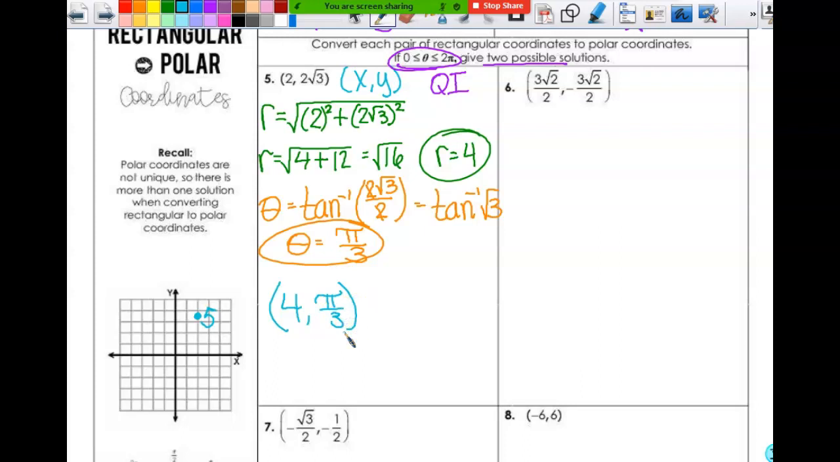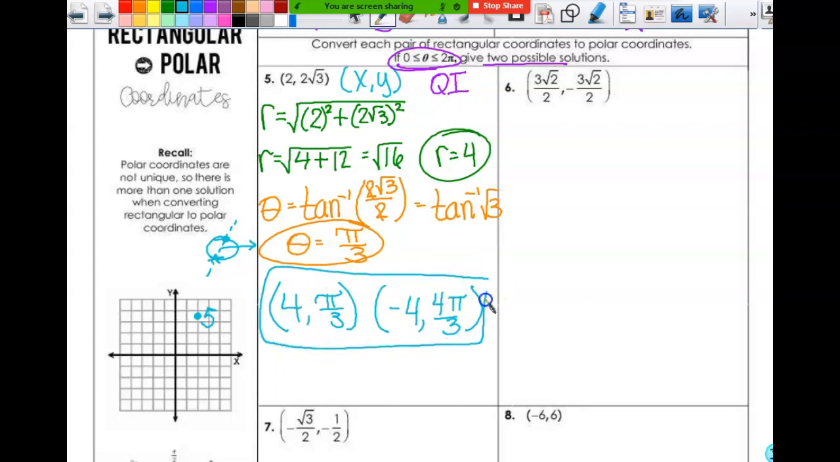So just like we did the other day, if I am at pi thirds, my radius is 4. I could have a negative radius and land over here. So if my radius was negative 4, then I would have a different angle. Then I'd be in the third quadrant. My third quadrant pi thirds angle is 4 pi thirds. Those are my two values.